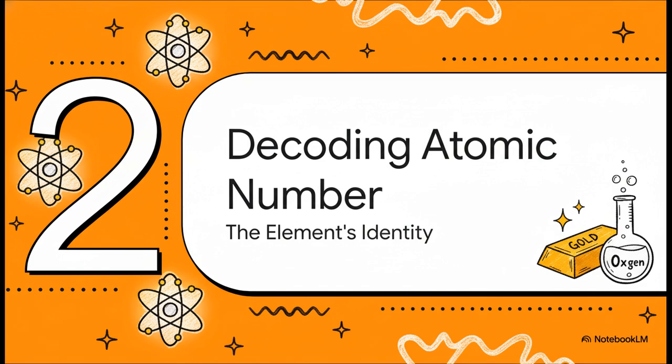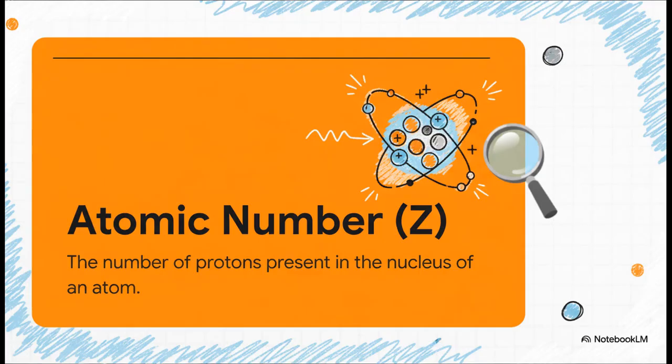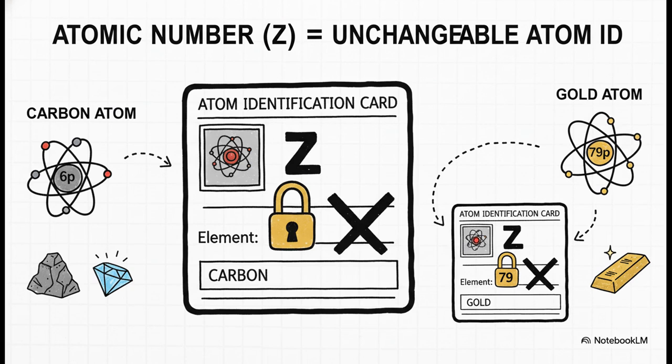It is literally what makes a gold atom gold and an oxygen atom oxygen. So what is the atomic number? It's just the number of protons you can find packed into the atom's nucleus. That's it. The whole identity of an element just boils down to how many protons it has. This basically makes Z the atom's permanent, unchangeable ID card.